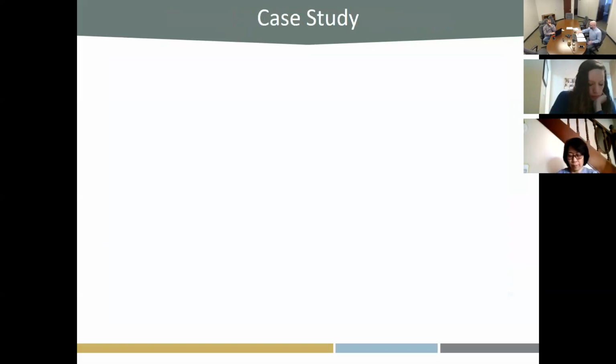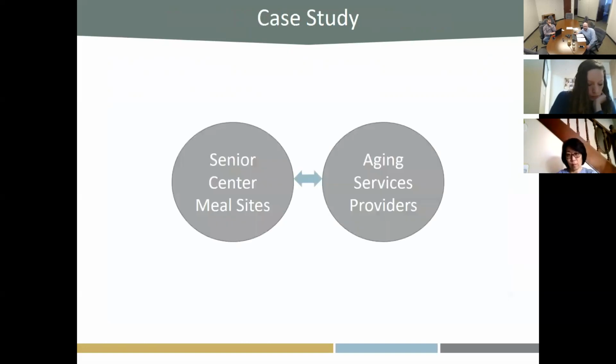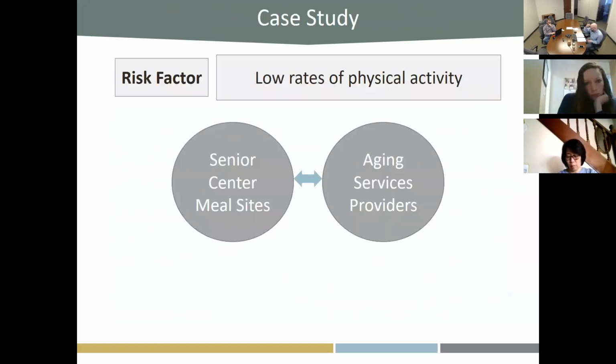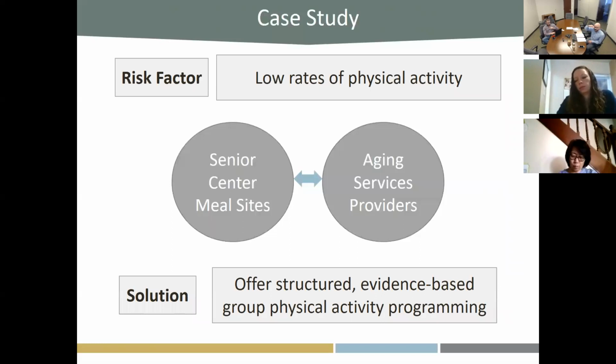So for the case study within the guide, they looked at a partnership between senior center meal sites, or sites where seniors could come to receive a free meal, and then several aging service providers in the community. And they identified low rates of physical activity as an important risk factor for chronic conditions and disability within their community. So data showed that older adult meal site participants reported multiple chronic conditions and led sedentary lifestyles. So as a solution, they wanted to offer structured, evidence-based group physical activity programming. That was kind of their reasoning for arriving at this solution.